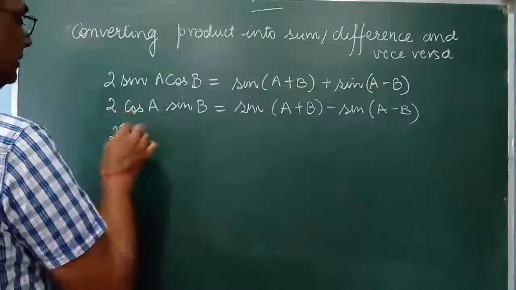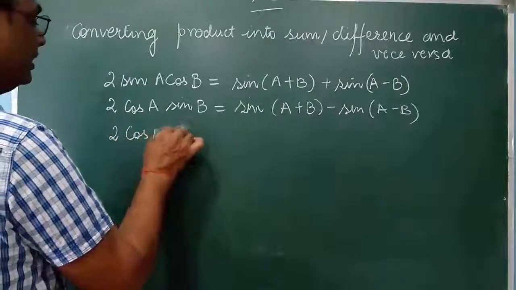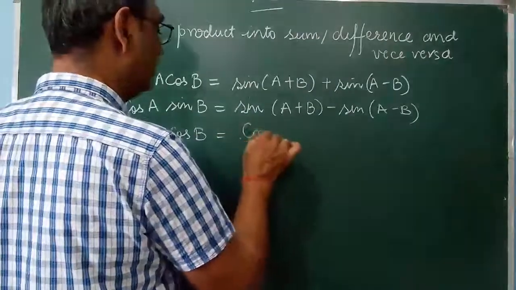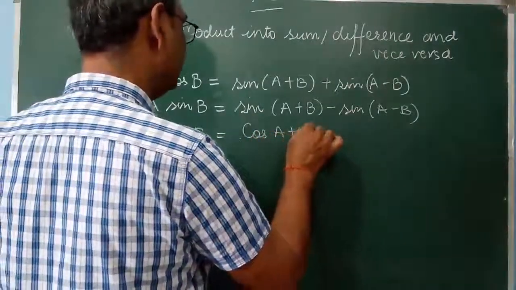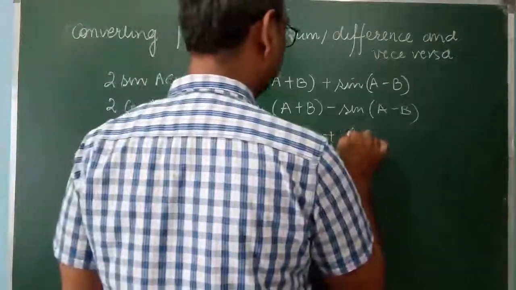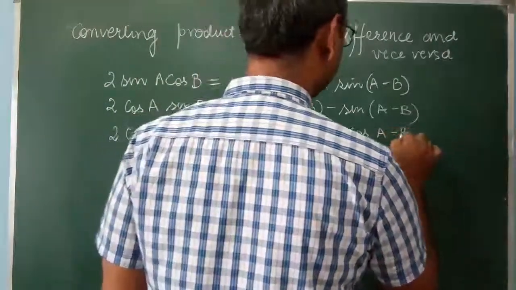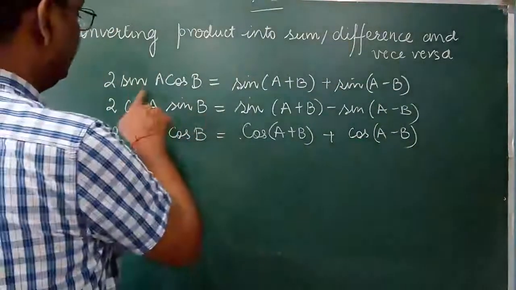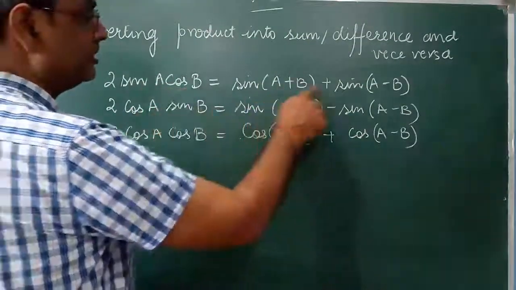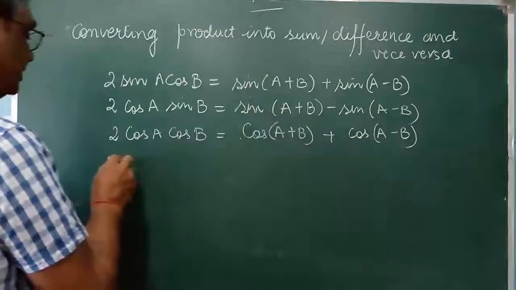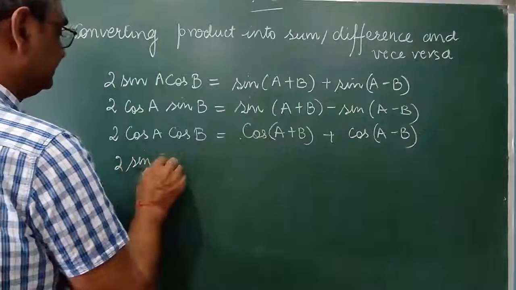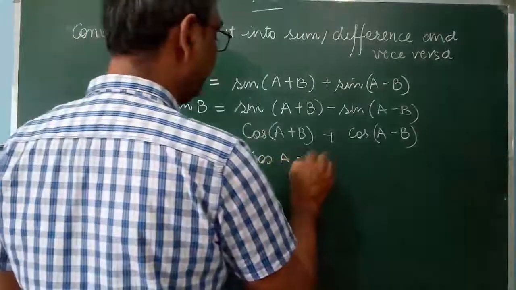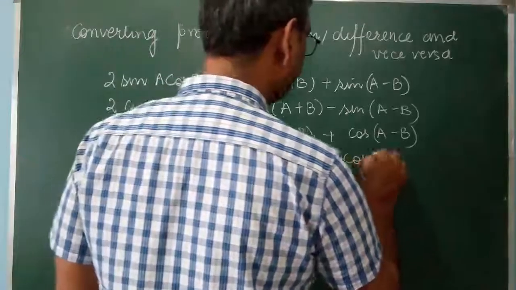Now the formula is 2 cos A cos B. So here it is cos A plus B plus cos A minus B. This is the formula. So both will be cos. Here these are sin cos, here cos sin, we got sin sin and sin sin, cos cos. Now 2 sin A sin B is equal to cos A minus B minus cos A plus B.